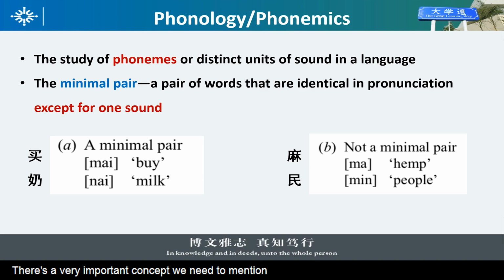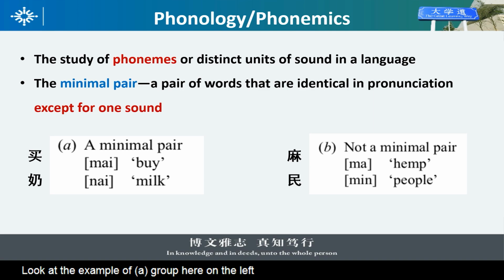There's a very important concept we need to mention. It is also the basis for further discussion: the minimal pair. What is a minimal pair? Minimal means the smallest. Pair, 2. A minimal pair means a pair of words that are almost the same in pronunciation except for one sound. Almost the same, but only one sound is different.